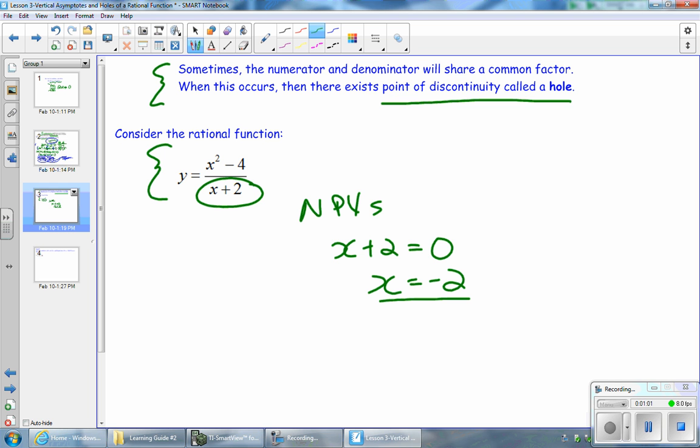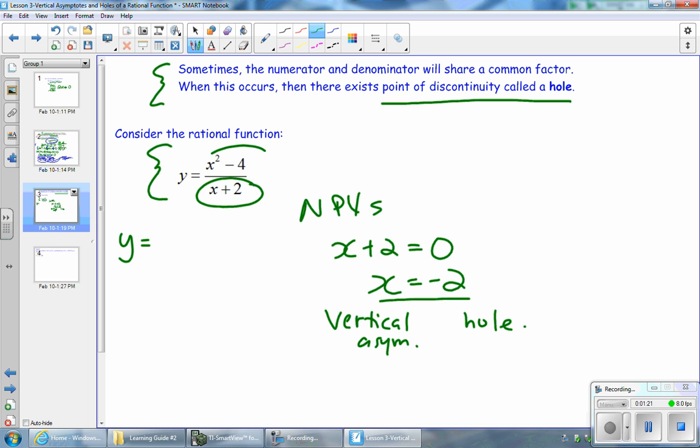So there's two different things that could happen here. It could be a vertical asymptote, or it could be a hole. So we have to choose, which one is it? Is it a vertical asymptote or is it a hole? So to find that out, we want to fully factor this rational function.